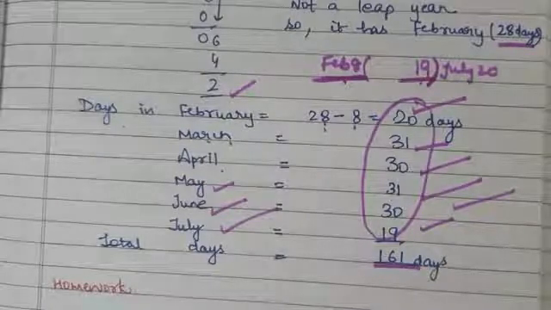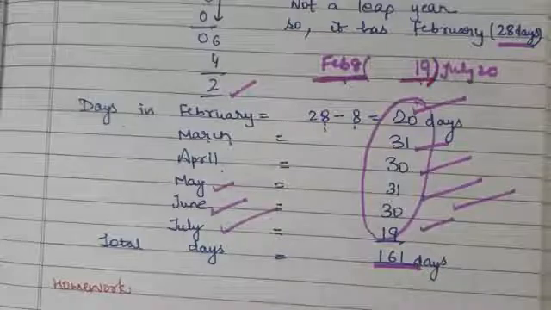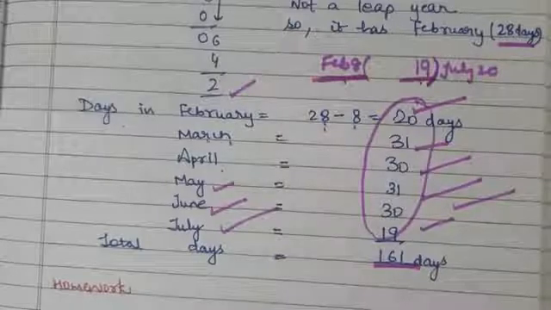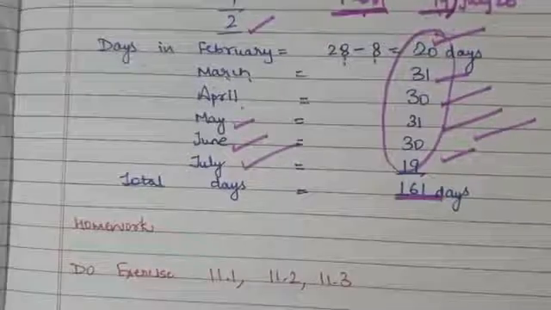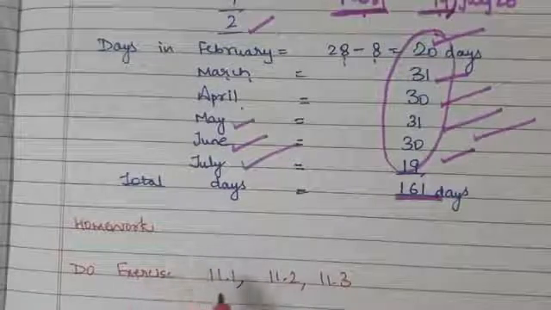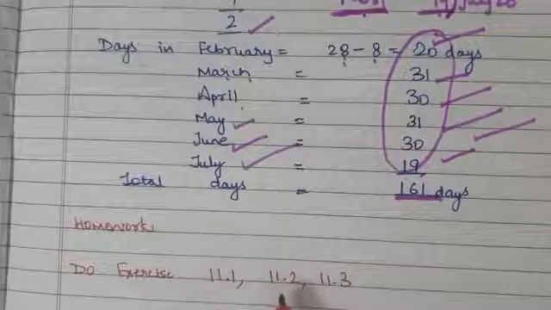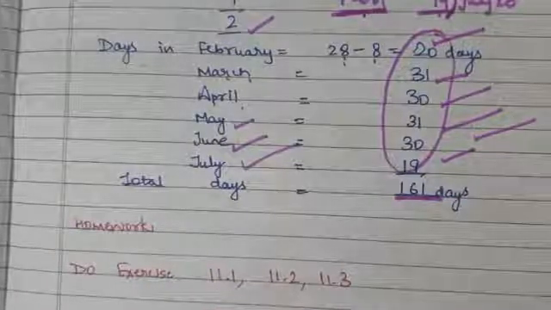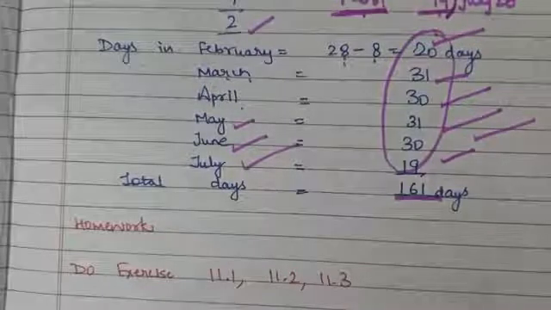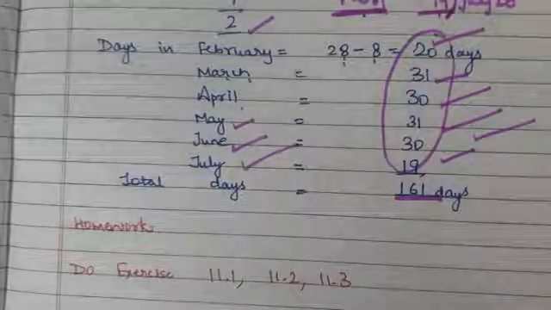Children, I hope it is clear to you now how we can read a clock and how we can find the number of days. Now you have to do some homework. Try exercises 11.1, 11.2 and 11.3 in your maths notebook. Thank you, children.